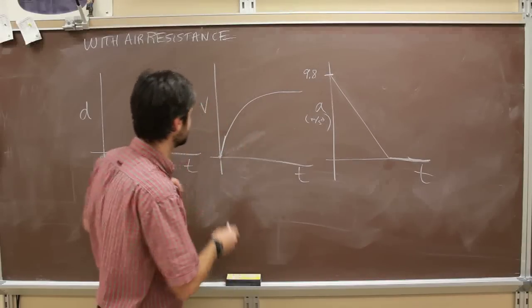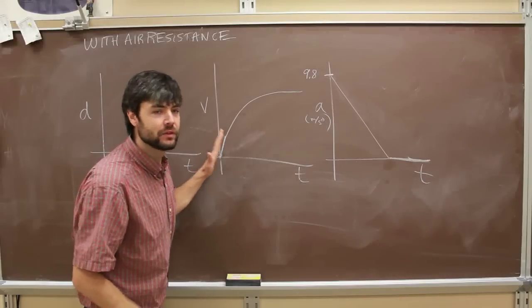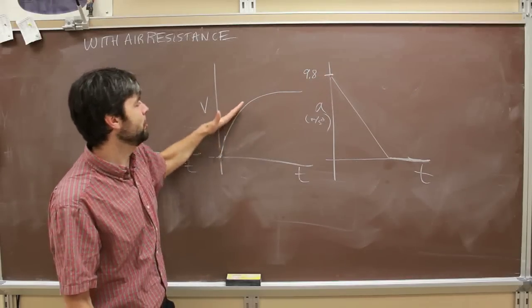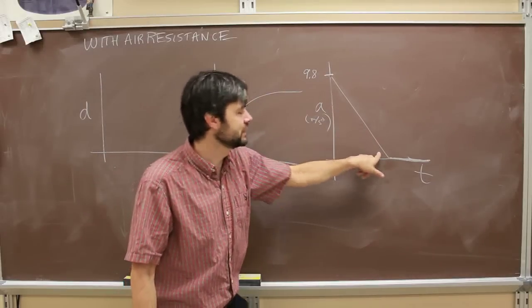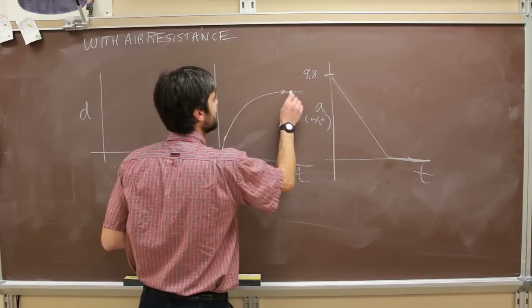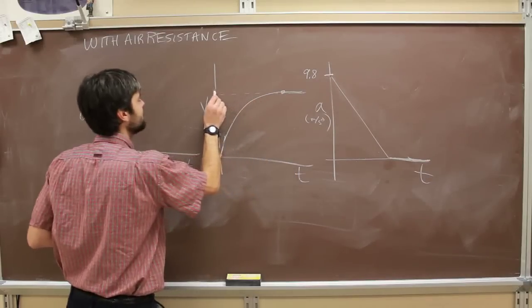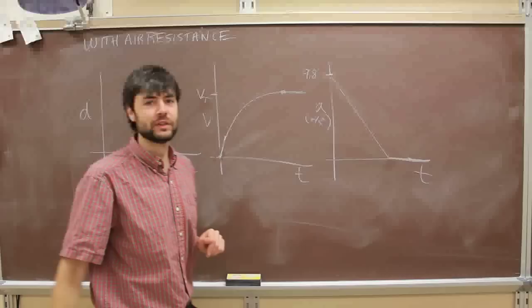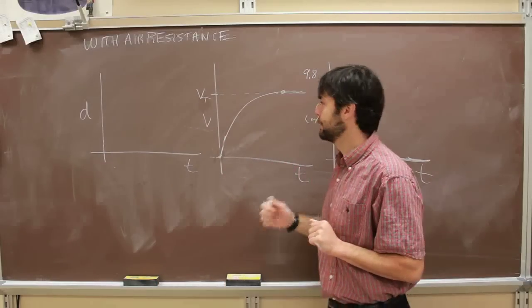Let's see if this makes sense. Steep line, the slope of this line is the acceleration. As the slope decreases, so does the acceleration. Eventually, we get to this point right here. And if we trace that back, that is my terminal velocity, radical mg over k.